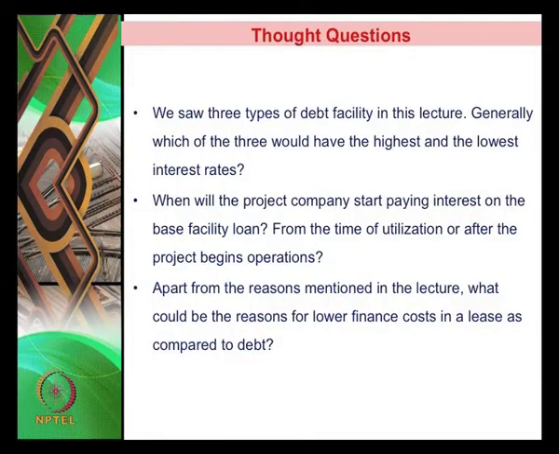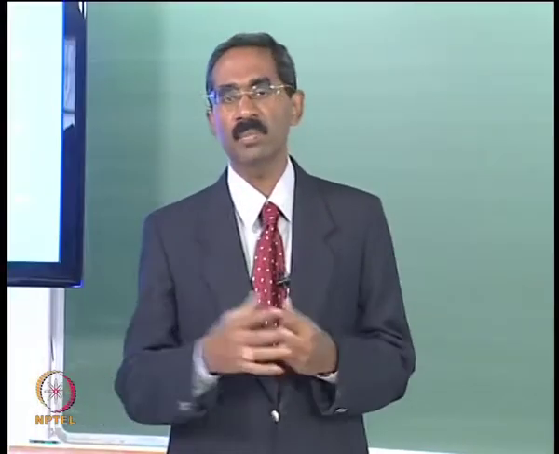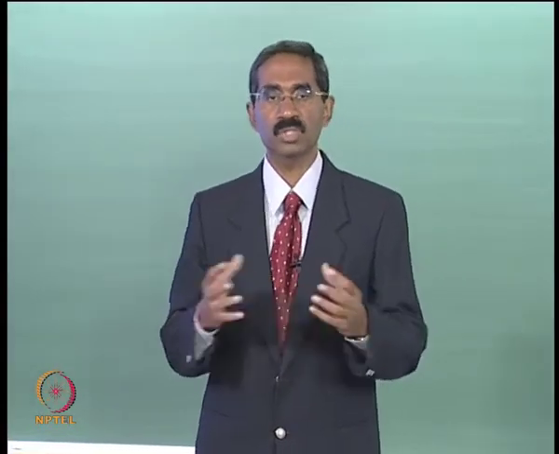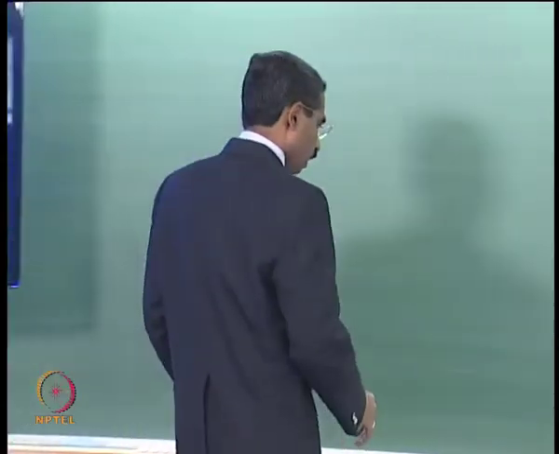So question number 1 was, we saw three types of debt facility generally. We had the base facility, then the working capital facility, and then the standby facility. The question was, which of those would have the highest and the lowest interest rates? So let us try and analyze the major features of each of these three loan facilities, and then by a process of induction, let us try and derive which of these facilities will have the lowest and the highest interest rates. Okay, so let me write it on the board.